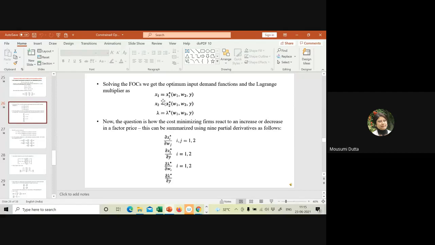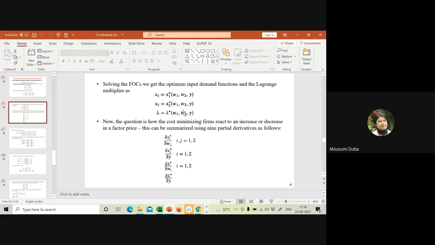x1 star is a function of three parameters: w1, w2, y. So w1 and w2 are the unit prices of two inputs, and y is the output. This is a cost minimization problem, so output is considered to be fixed. We minimize cost subject to the output constraint. So output is coming in the final values of the variables x1, x2 and lambda. These are basically input demands x1, x2, and this is the value of the Lagrange multiplier at optimum.